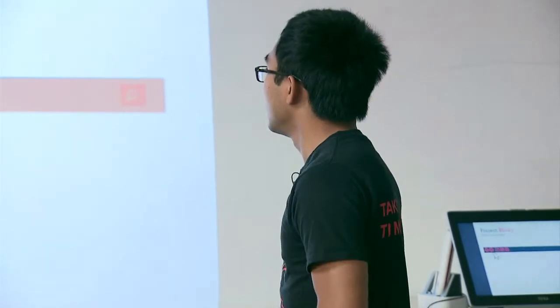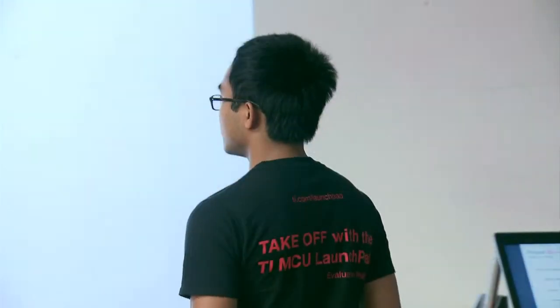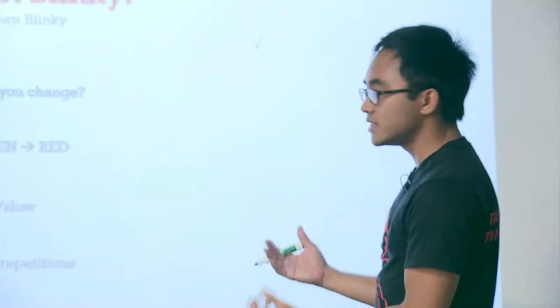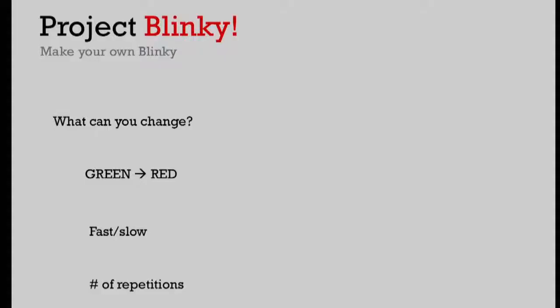So now that we have this code example, there's a couple of things that we can change. And this is a good project to introduce a concept of reuse, right? With this existing code example, the green LED is blinking 10 times. What if I want the red LED to blink instead? What do I have to change? Or what if I want it to blink faster or slower? What are some of the things I have to change inside of the code to make that happen?